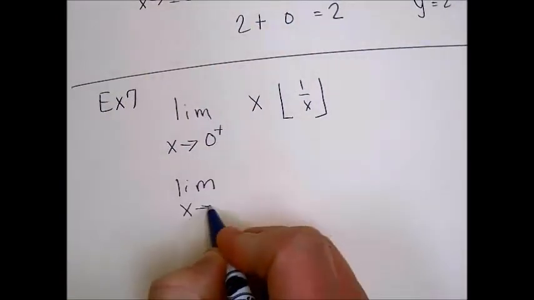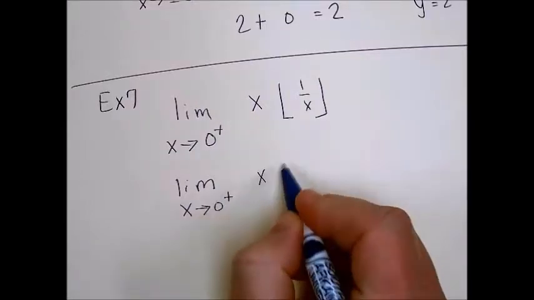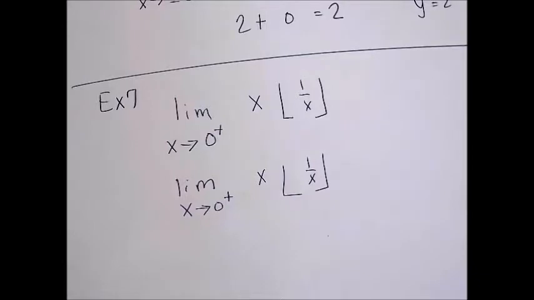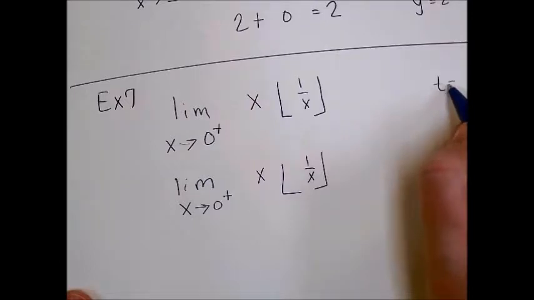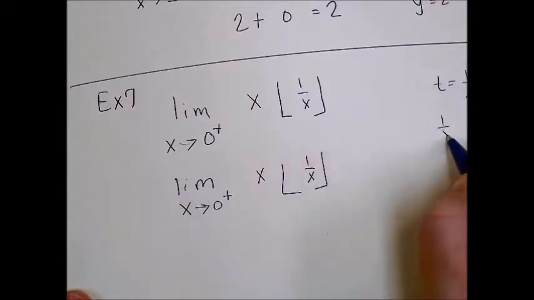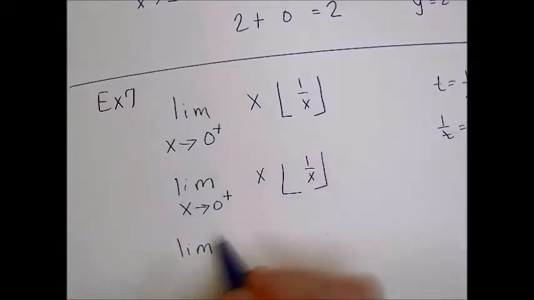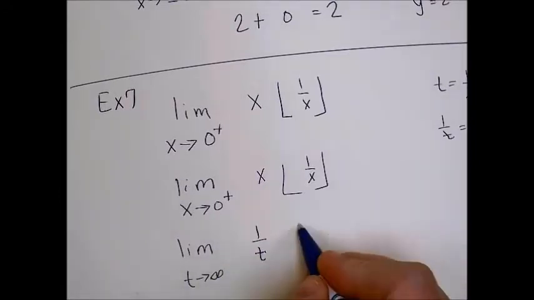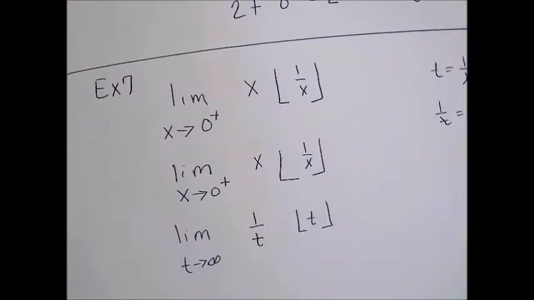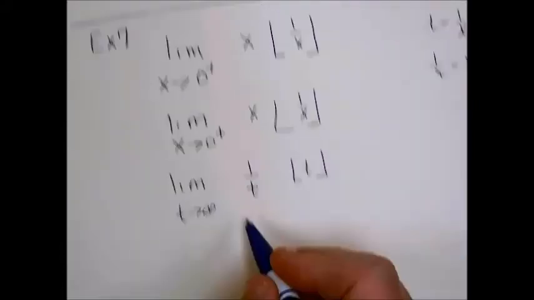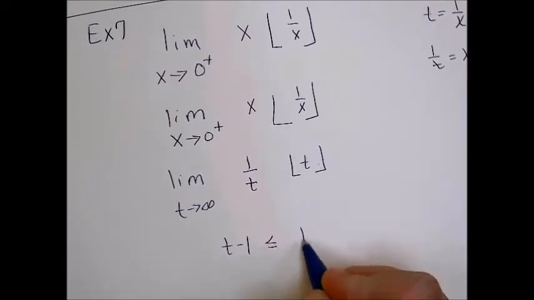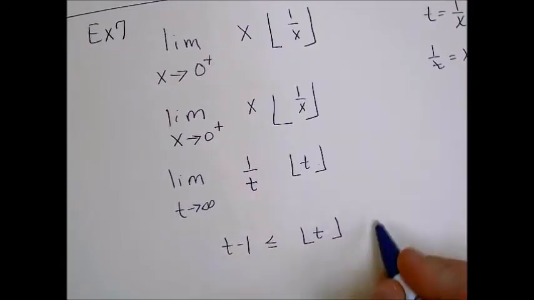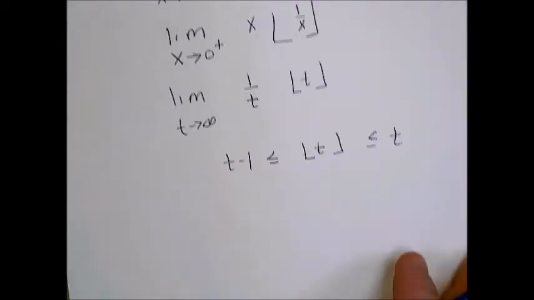So what we need to do is find the limit as x approaches 0 from the right of x times the greatest integer of 1 over x. So what I'll do is I'll replace my x's with my t's. Remember that t is 1 over x, so 1 over t is x. So this is the limit as t approaches infinity of 1 over t times the greatest integer of t. And we see from the sandwich theorem that t minus 1 is less than or equal to the greatest integer of t, which is less than or equal to t.